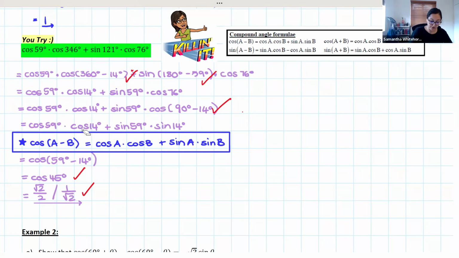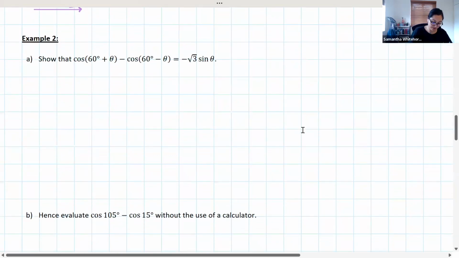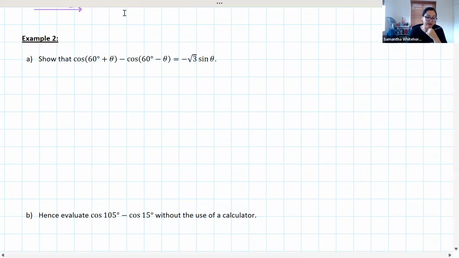Okay, so if we have a look at the second example, it is asking us to show that cos of 60 plus theta minus cos of 60 minus theta is equal to -√3 sine theta. So it's not quite a question of prove the identity, but we're going to use a similar logic. Because what it's asking us to do is prove that the left is equal to the right. It's asking us to prove that this equation is true.